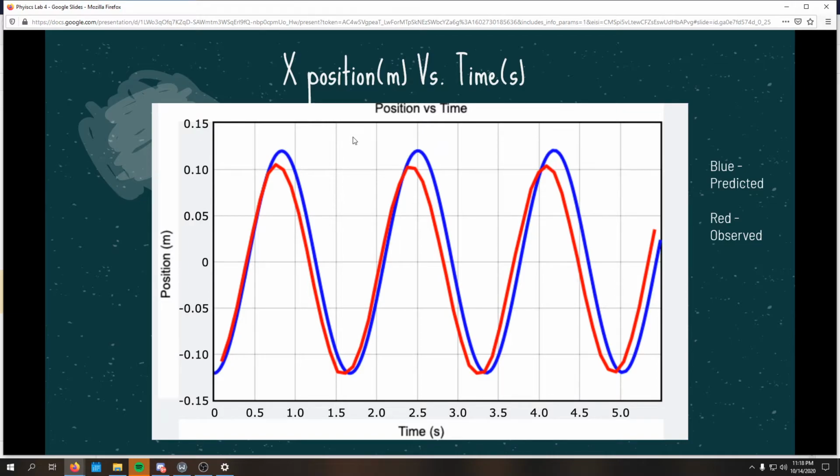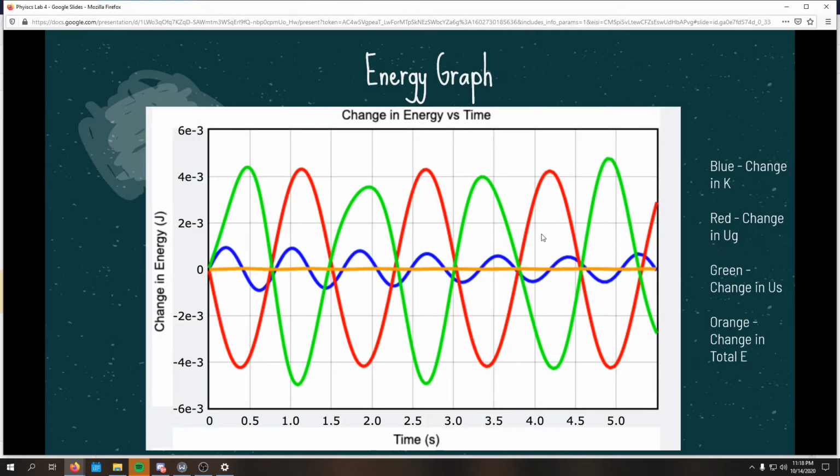And then here's the x position versus time. And again, it's pretty similar, with slightly more deviation, but again, it was a good approximation. Again, here, the blue is the predicted, while the red is the observed values. And then here is the change in energy graph. So blue is the change in kinetic energy, red is the change in gravitational potential energy, and green is the change in spring potential energy. And then this orange line over here is the change in total energy.